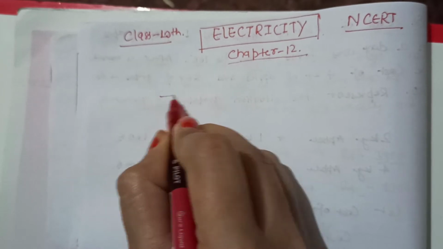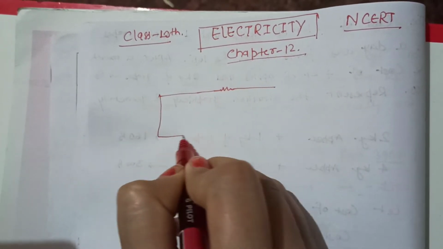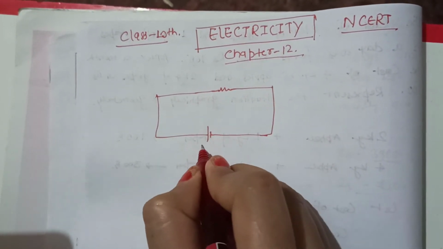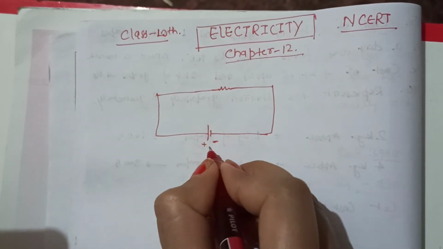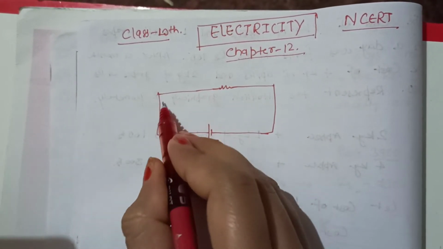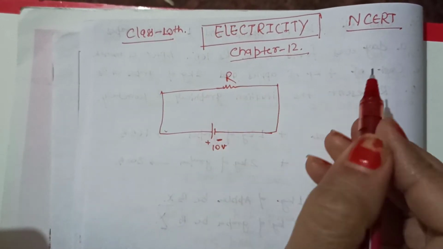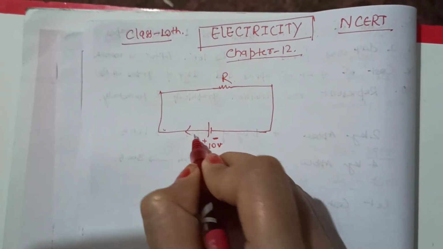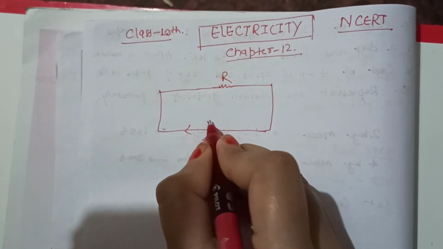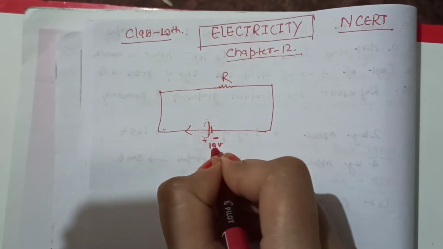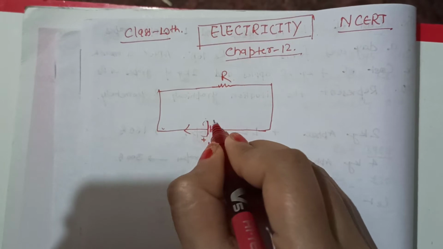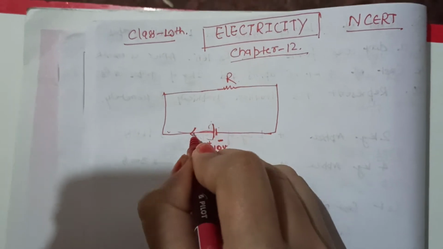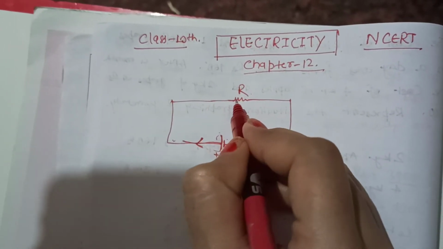Suppose here one wire is there and we have one battery, and this is the positive terminal, this is the negative terminal. Suppose this is a 10-volt battery, connected with one resistance R. So why will current flow from here? This is creating a potential difference of 10 volts, allowing the charge to flow through the wire, and it constitutes the current.